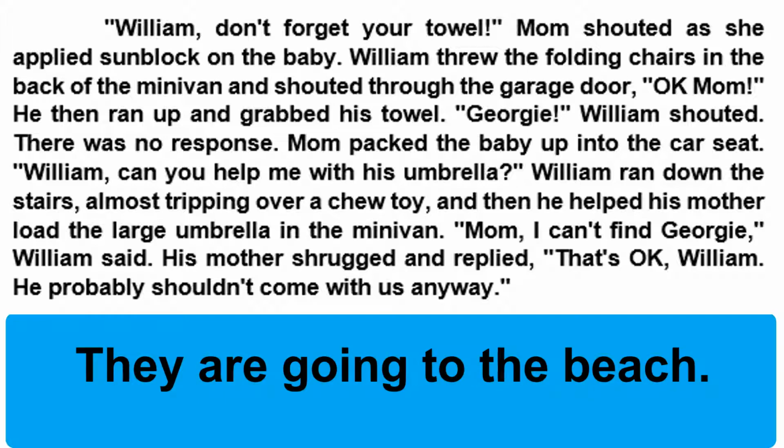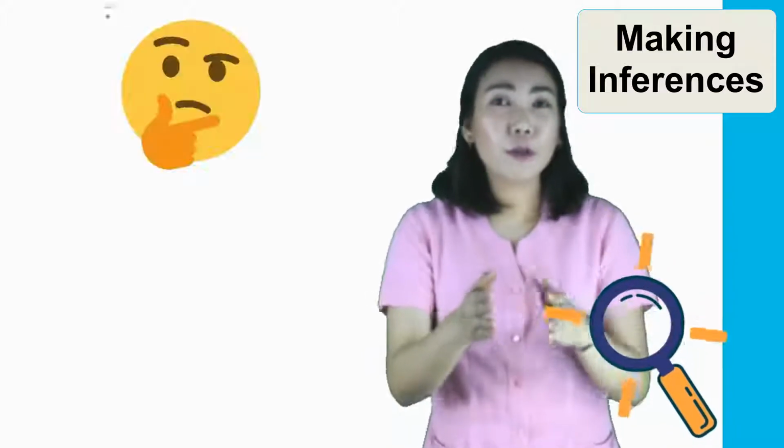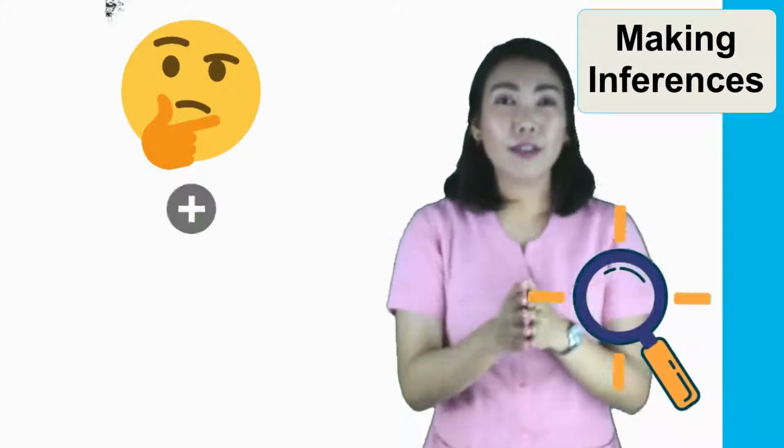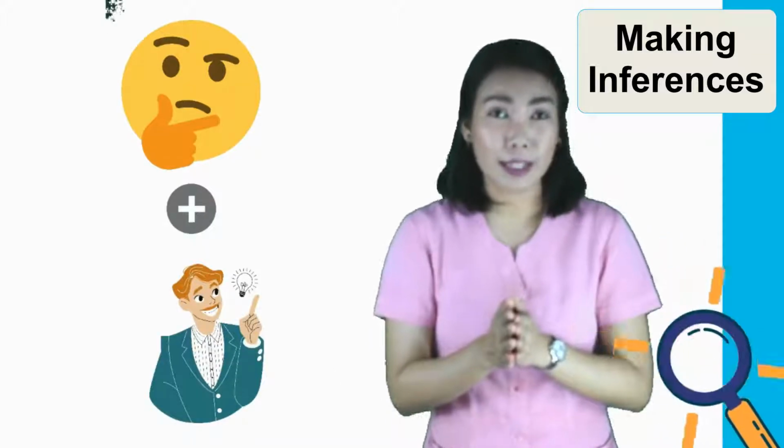Yes, we can infer that they are going to the beach because they are applying sunblock, bringing lawn chairs, and packing a large umbrella. These are items that are used at the beach. Remember, in making inferences, you need to observe what had happened within the sentence and combine the things that you already experienced and know.